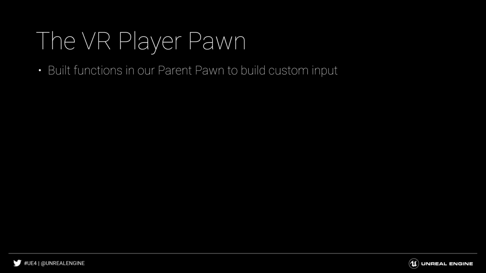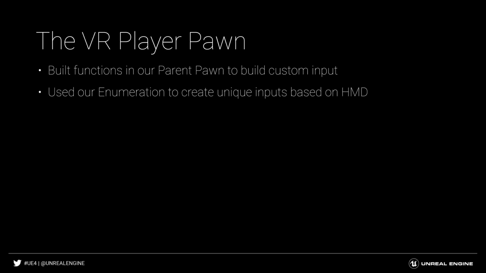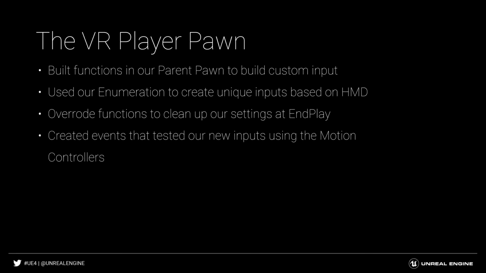And compile. Okay, our VR pawn is now spawning correctly, and the first steps of interaction is set up. We used our previously created enumeration to create unique inputs based on HMD, overrode the function that is called on endPlay to clean up our newly created inputs, and we tested those new inputs. Next, we set up our game mode to correctly spawn the VR pawn when the game starts.